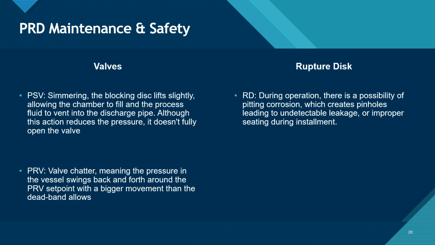Next, we move into PRD maintenance and safety. With both reclosing and non-reclosing PRD types, there are inherent concerns with having them installed. The PSV, we have simmering. The blocking disc lifts slightly, allowing the chamber to fill and the process fluid to vent into the discharge pipe. Although this action reduces the pressure, it doesn't fully open the valve. Next, we have the PRV, and we have valve chatter, meaning the pressure in the vessel swings back and forth around the PRV set point with a bigger movement than the dead band allows.